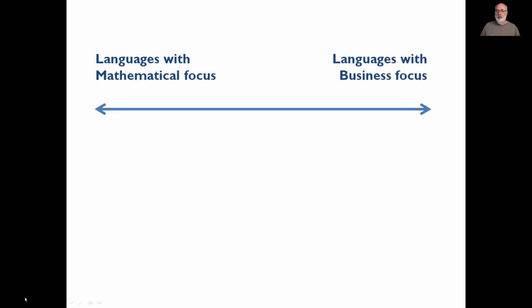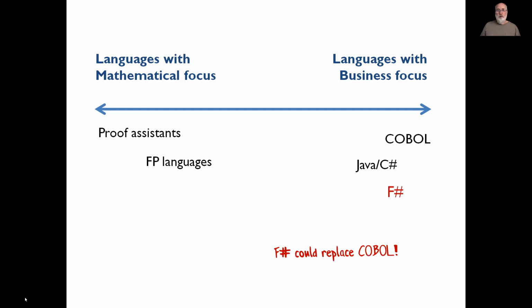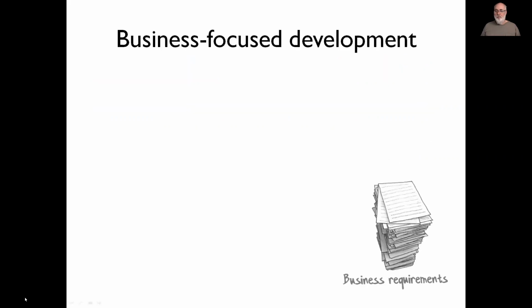Just to set the stage, I wanted to differentiate between languages with a mathematical focus and languages with more of a business focus. On the mathematical side, we have proof assistants, functional programming languages, and so on. On the business side, we have COBOL, and nowadays Java and C# and so on. I've had a very good experience using F# as a business language, basically as a replacement for COBOL or Java. That's what I want to talk about today.